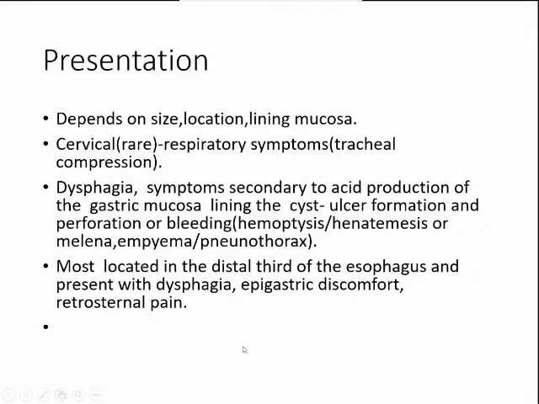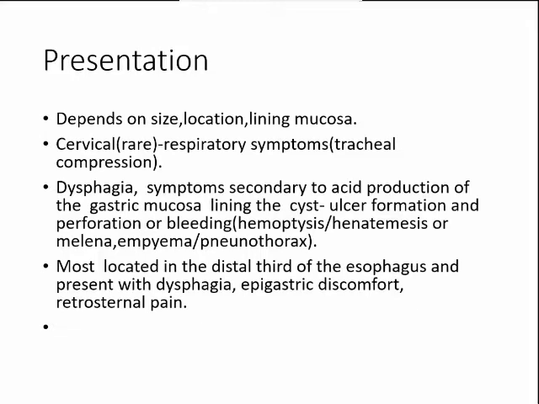Coming to the clinical presentation of esophageal duplication cyst, it always depends upon the size of the cyst, the location of the cyst, and the type of mucosa which is lining the cyst wall. As I said, cervical is almost rare, and it can present with respiratory symptoms due to tracheal compression. The most common symptom is dysphagia, and there can be symptoms secondary to acid production, because it can be lined by gastric mucosa in 1/3 of the cases.